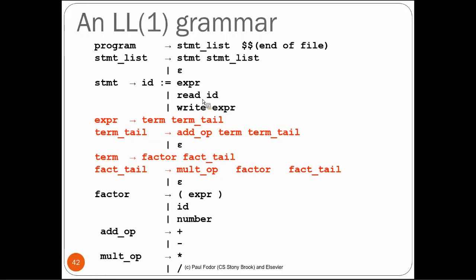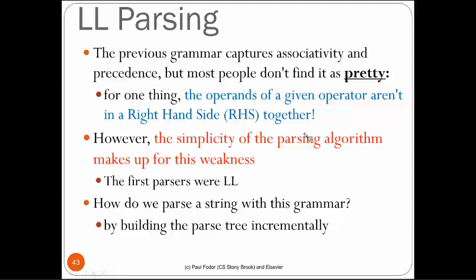However, for LL grammars, it's easier to write grammars that use this term tail, that uses right recursion. However, the fact that the parsing algorithm will be very simple, and we are going to see that deterministically we can easily obtain a parser, makes up for this weakness. And in fact, the first parsers were LL parsers. Some of them were using backtracking, usually using Prolog.